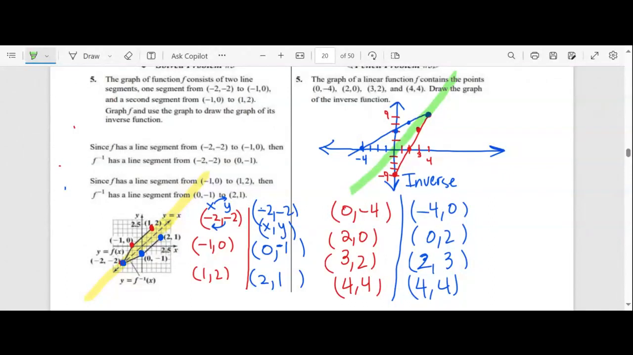Did you graph it on your paper? Let's graph it. This one is what? X, and this is Y. Same thing. All you have to do is just flip the numbers. That's switch the numbers. Switch. Switch means what? Switch.